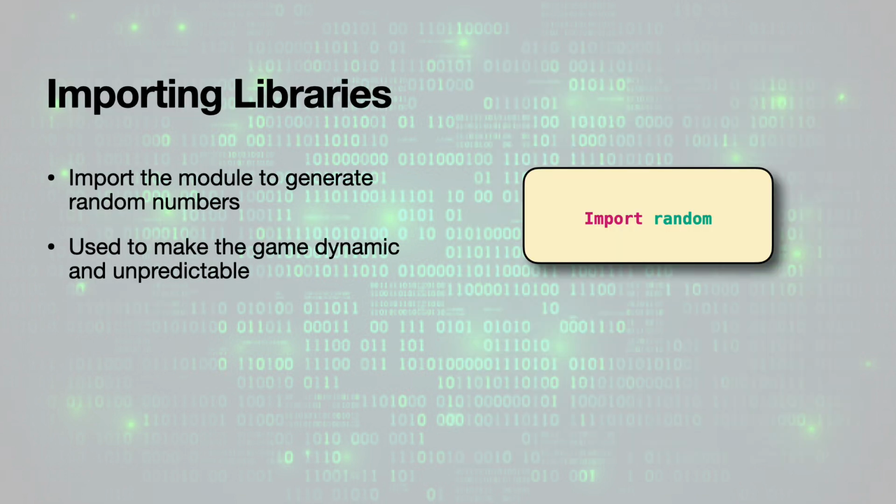At the beginning of the code, we import the random module. This module is imported from the general library. It's a module that already calculates random numbers, so you do not have to write this feature yourself. These random numbers will be used throughout the game to create a dynamic and unpredictable experience for the player.